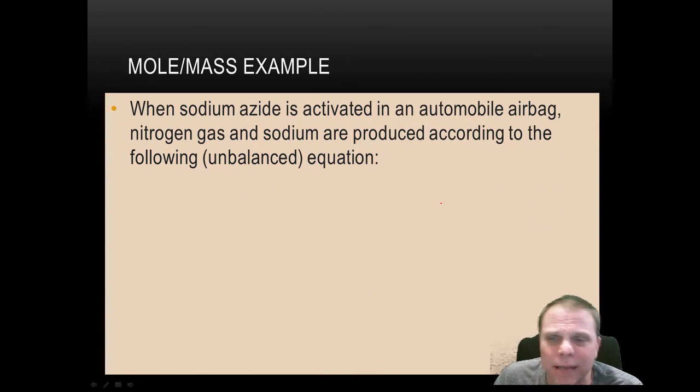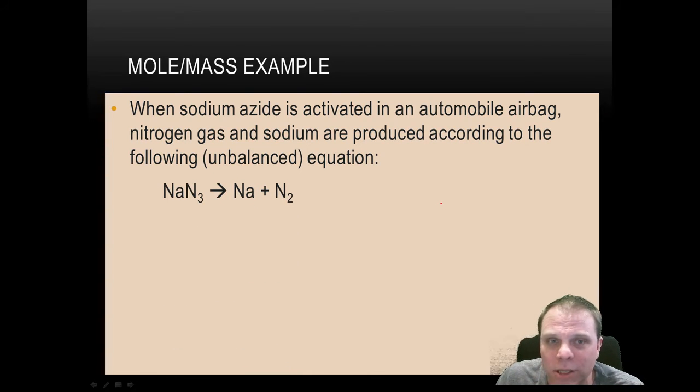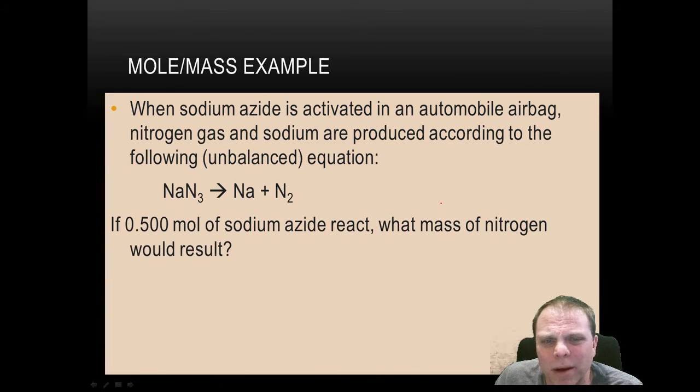When sodium azide is activated in an automobile airbag, nitrogen gas and sodium are produced according to the following unbalanced chemical equation. So we've given you the equation here. Now you just have to balance it. I've got 3 nitrogen on the one side, 2 on the other. I better probably change that, right? All right, so if 0.5 moles of sodium azide reacts, what mass of nitrogen would result?